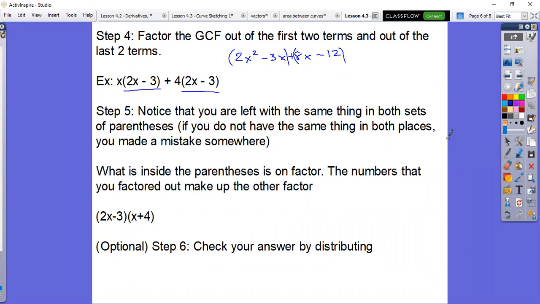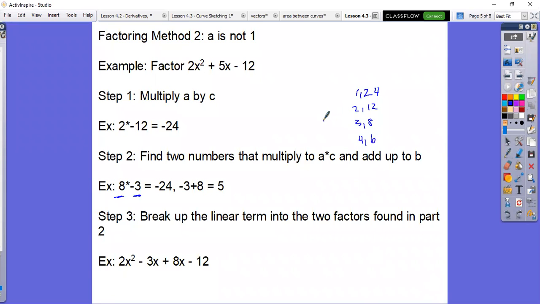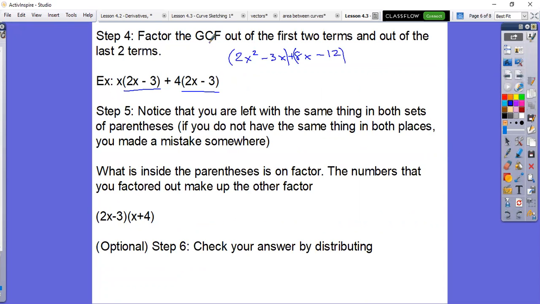So the idea behind factoring by grouping is I want to multiply a by c, and find two numbers that multiply to a times c and add up to b. Then break the linear term up into the two factors found in this step, so it's -3 plus 8. Factor out the greatest common factor. What is inside each set of parentheses is one factor, and what's outside is the other factor.